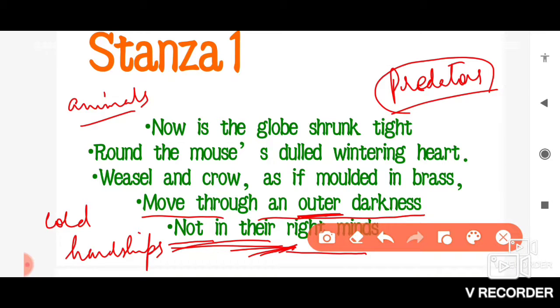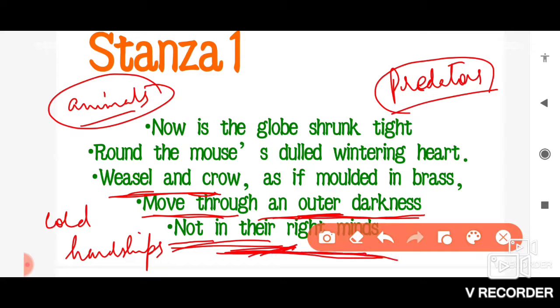On seeing the hardships faced by them, जब ये weasel and crow उन animals की हालत देखते हैं कि उन्हें कैसी hardships को face करना पड़ता है, they fear that they might experience the same fate. इनको लगता है कि इनकी भी वही fate होगी जो बाकी animals की है, जो या तो मर चुके हैं या they are on the verge of death. That is why even when they move out in the outer darkness, they move during the night, at that time also, they are not in their right minds because they fear that they may die due to cold.